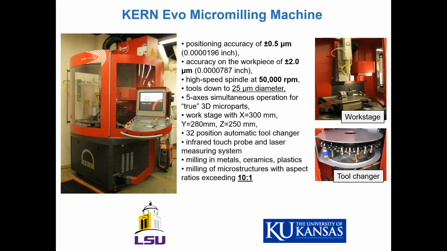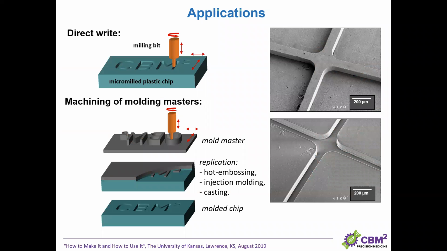It has an automatic tool changer, shown here, that really helps you to pre-program the entire manufacturing procedure. There are two main applications for direct write using milling, and you've seen this in this first colorful example of directly machining your structures into a piece of, for example, plastic. Then we can just put a cover plate on and our device is ready.